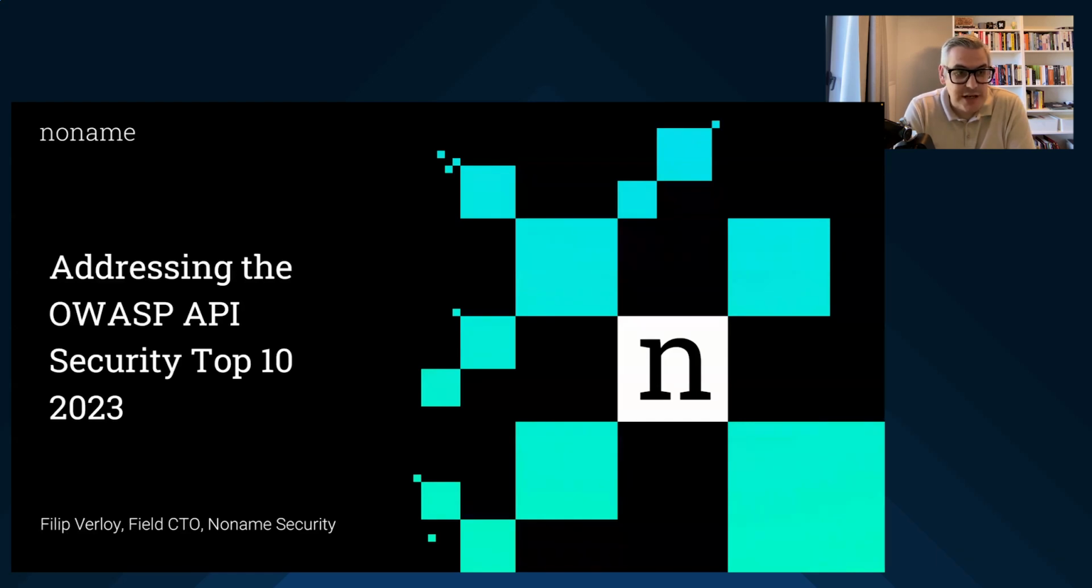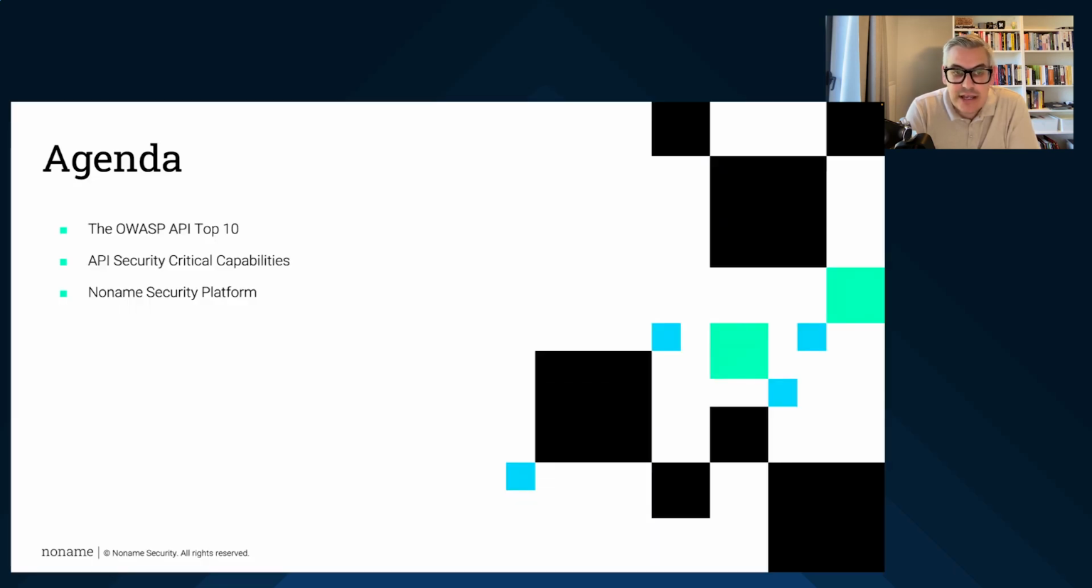Thank you for attending our session on the OWASP API Security Top 10 for 2023. I'll walk you through the changes of this fairly newly released version of the OWASP API Top 10. We'll talk about some critical capabilities that we, but also the industry at large, including industry analysts, feel are needed to address these issues in the top 10 and beyond. And then I'll wrap up by showing you a demo of the No Name Security platform in relation to the OWASP top 10 list, of course.